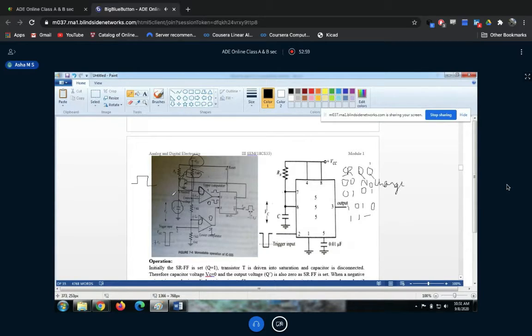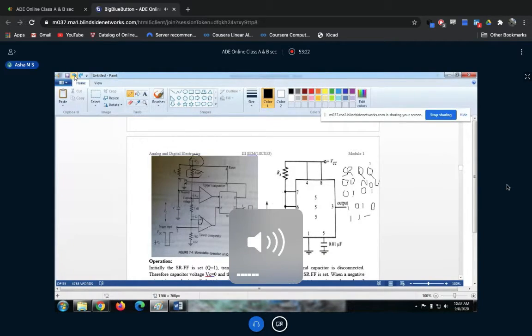If this transistor is off, then there is no connection here. Whatever VCC is applied flows here, and the capacitor starts charging through R. This is what you need to remember. Okay guys, these are the prerequisites that you need to understand the working of the 555 timer.